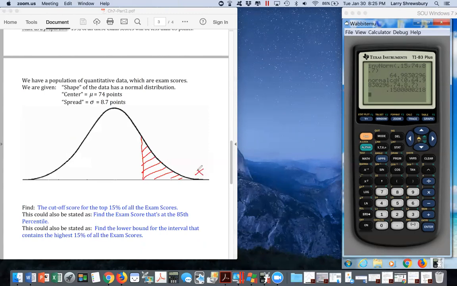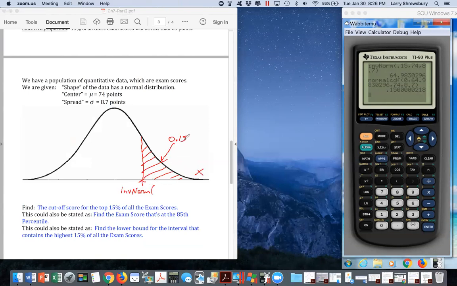Put an X there. And you know that this area right here is 15%. You want to find this point right here, and you're going to use inverse norm. But what is the first input? It's the area to the left.